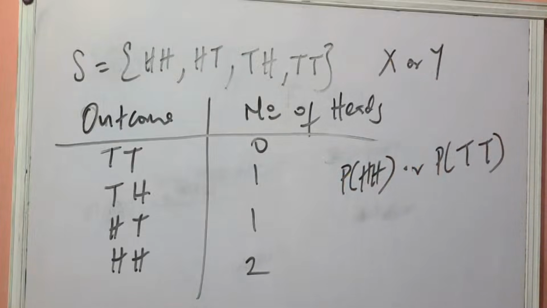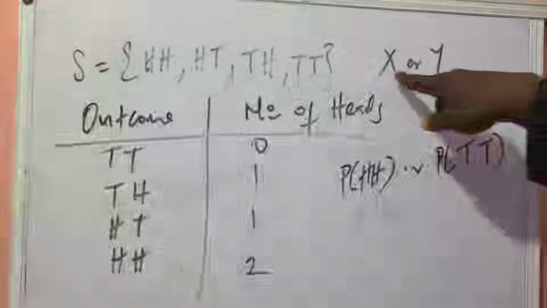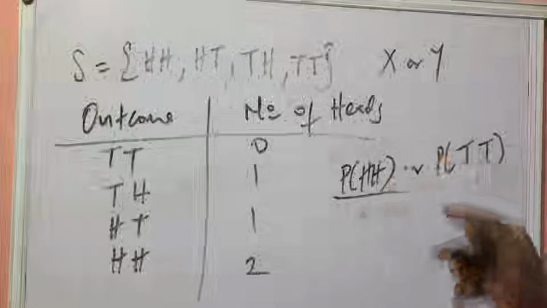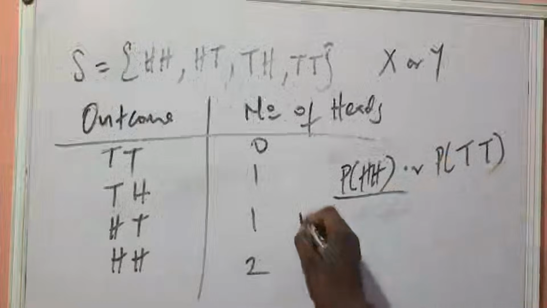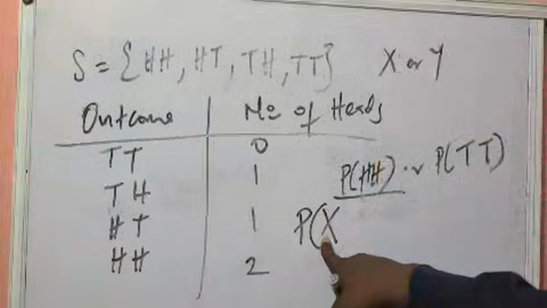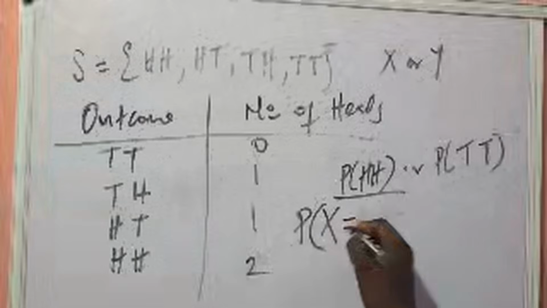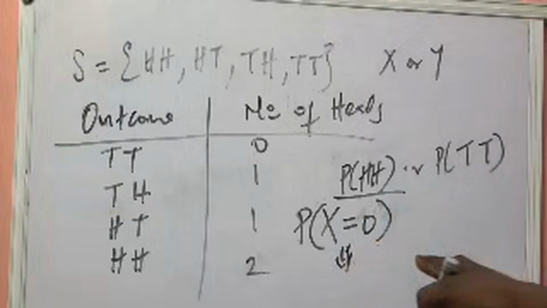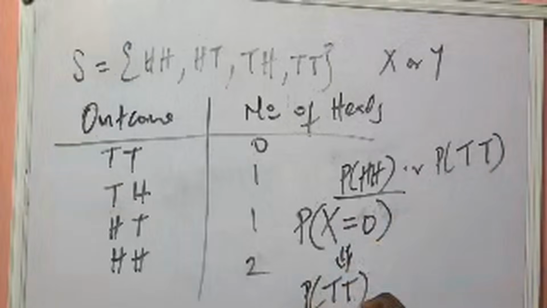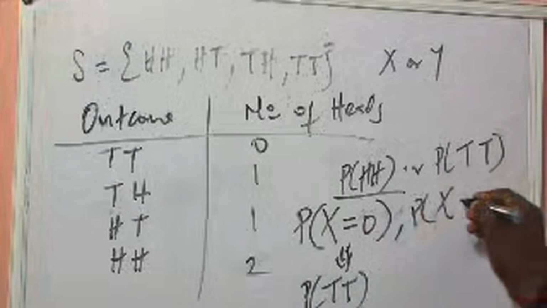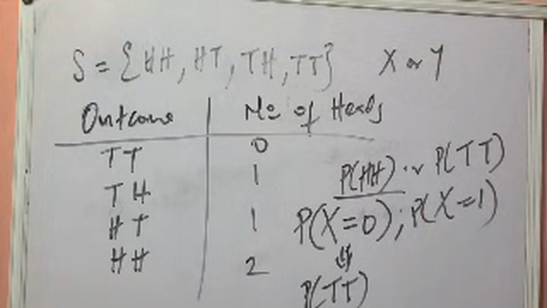Remember the number of heads, emphasis, number of heads when tossing two coins. Instead of writing probability of HH, I could write probability of X, random variable X, that's number of heads, don't forget, equals 0. Of course, this is instead of writing probability of tail tail, all right? Or I could write probability of X equals 1. This will be a situation when I'm dealing with just one head, obviously.